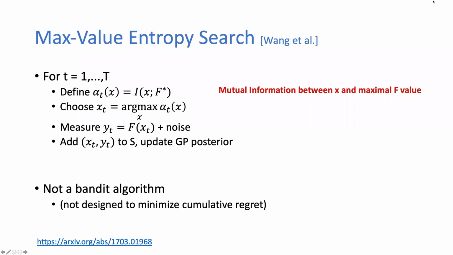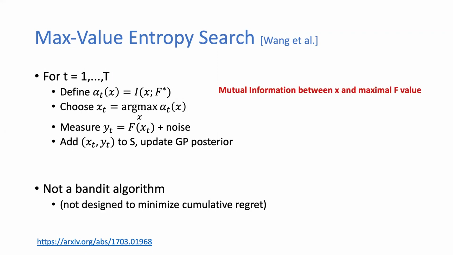The other one that I'll talk about very briefly, and this is not one that we've seen before, is max value entropy search. This is the reason why we didn't talk about this one before, because it's not actually a bandit algorithm. It was not designed to minimize cumulative regret. It is designed to minimize only simple regret, and minimizing simple regret does not imply minimizing cumulative regret. So in some sense, this algorithm is less flexible if you care about both the bandit setting and the Bayesian optimization setting. But this algorithm is often a little bit better in some cases if you only care about simple regret. And the basic idea is as follows.